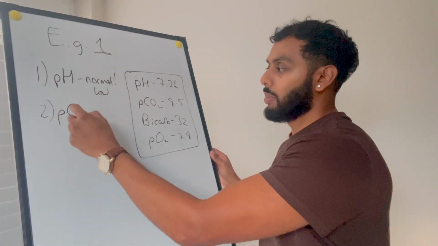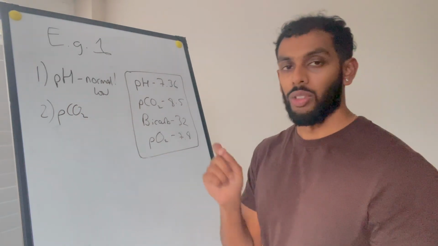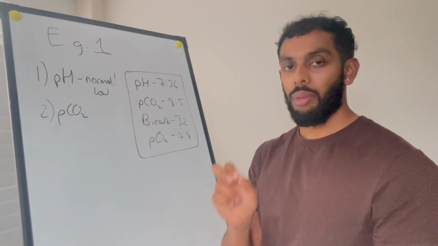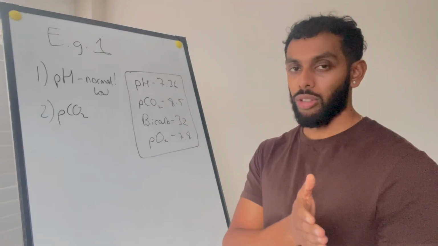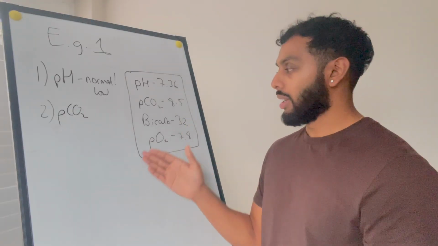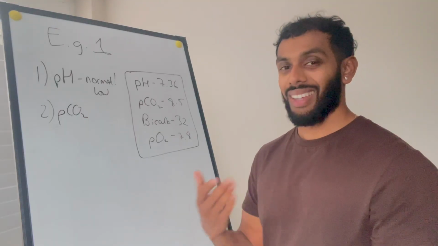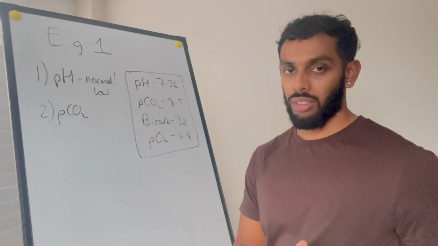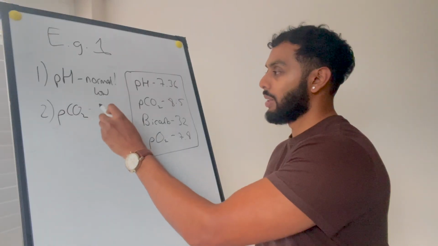The next thing is PCO2. Before I talk about PCO2, there's one thing you need to remember. You need to find out what the primary problem is. It's either going to be respiratory or metabolic. In this patient, the patient has COPD. So that's a hint that it must be something to do with the respiratory system. So we look at the PCO2. The PCO2 is high.